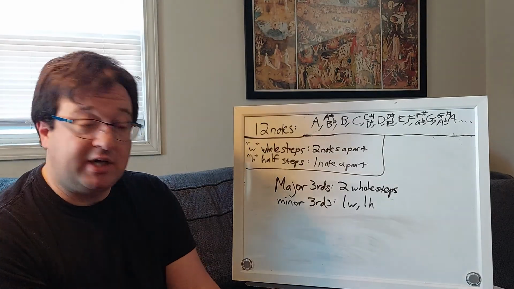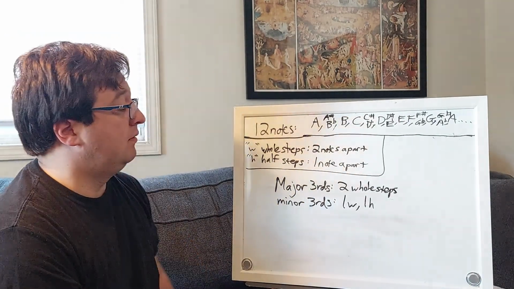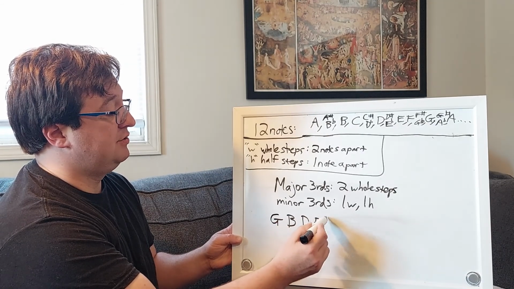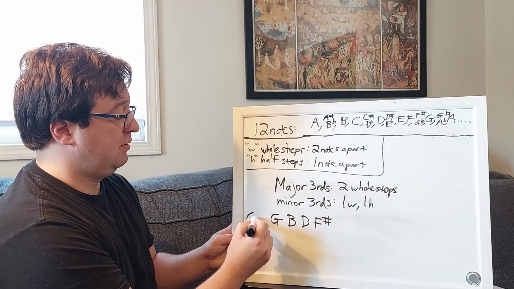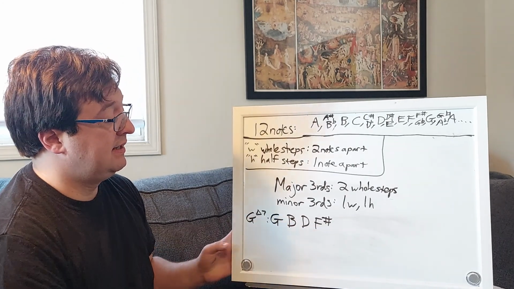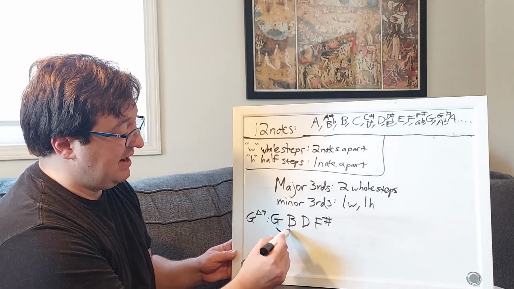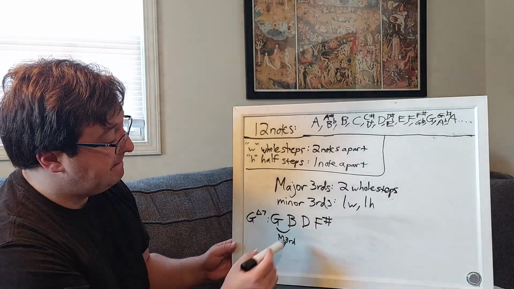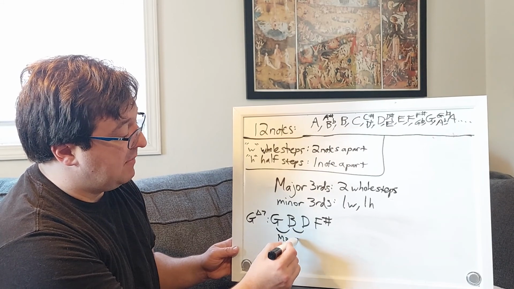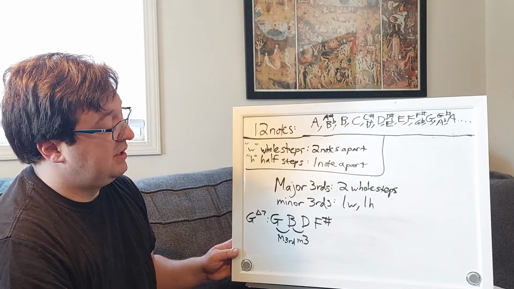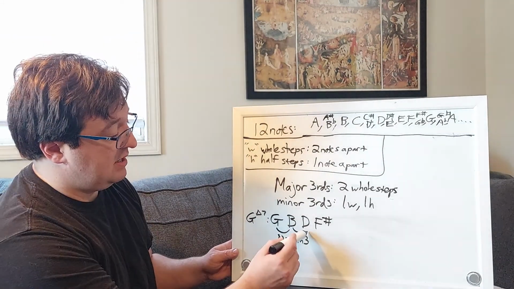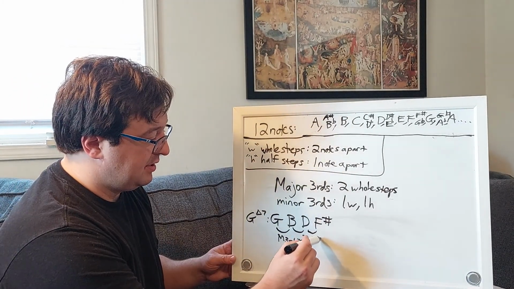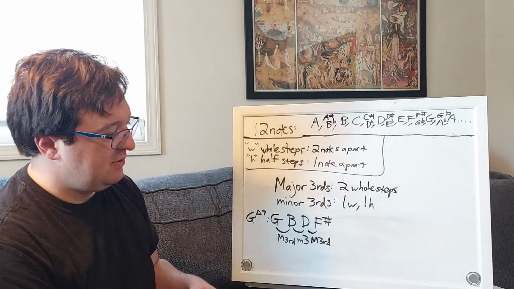Let's do it for G because we did it for G before. So remember we have G, B, D, F sharp for our G major 7 chord. Okay, so now let's look at the intervals here. We have a major third, so those are 2 whole steps apart. We have a minor third, a whole step and a half step. And then to get to the F sharp, those are 2 whole steps, so that's a major third. So what this tells us is we could start on any note.